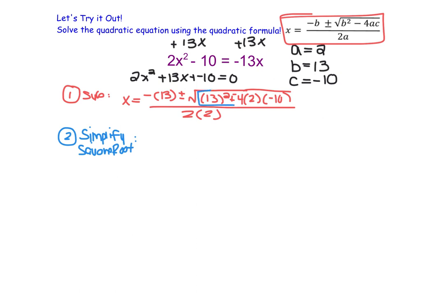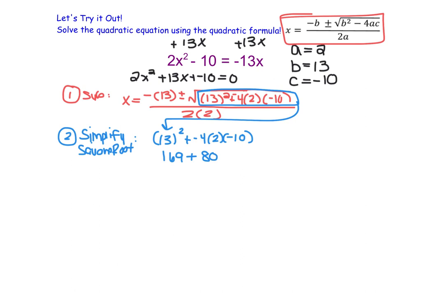So here I'm going to focus on just this portion here. So I have 13 squared plus a negative 4 times 2 times a negative 10. So we start off with 13 squared, which is 169, plus I then have negative 4 times 2, which is negative 8, times a negative 10, which is 80. And we add those two values together, and we get a value of 249 underneath our square root.